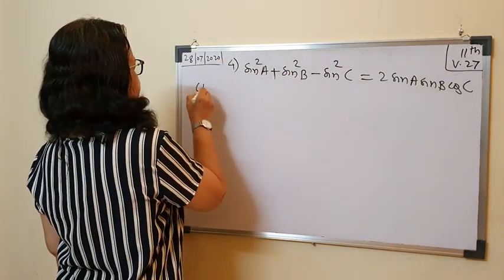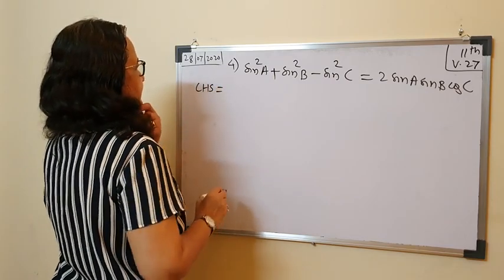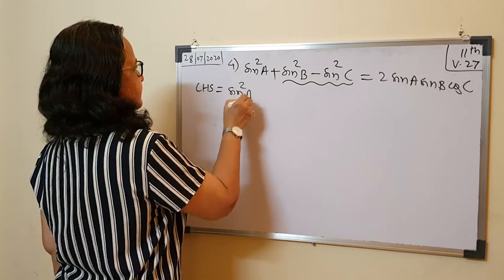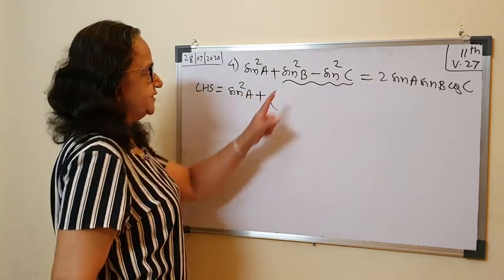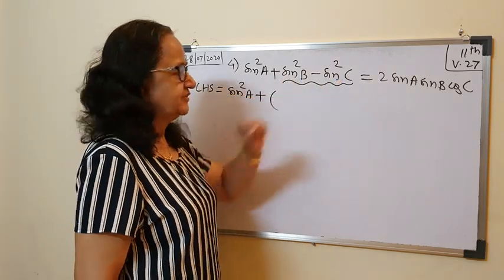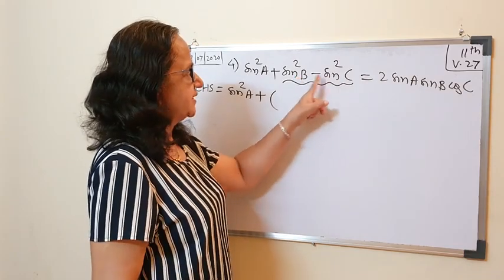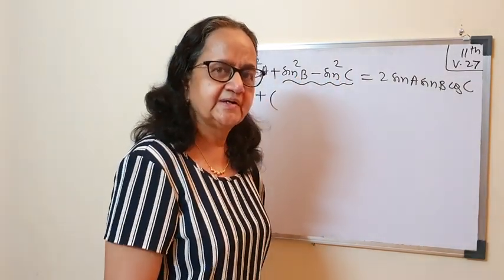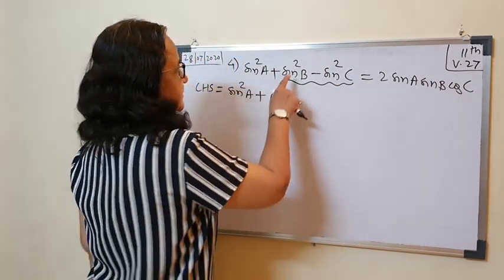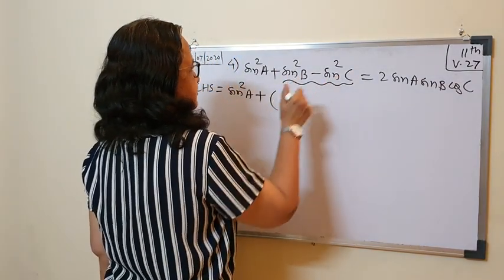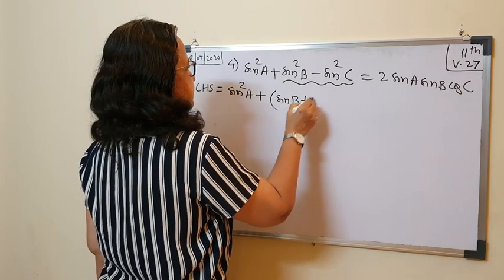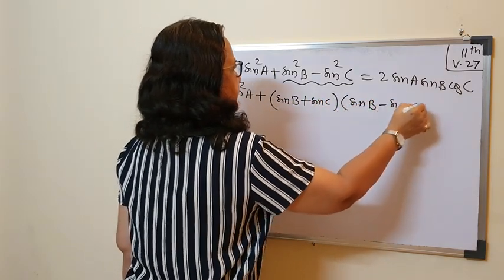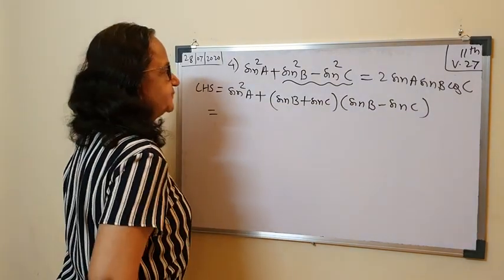Let me start with the left hand side. The last two terms I underline; the first term I keep as it is. If you take these two together, do you see what I have in mind? A square minus B square. How do you factorize A square minus B square? A plus B, A minus B. So sin²B minus sin²C factors as (sin B plus sin C) into (sin B minus sin C).